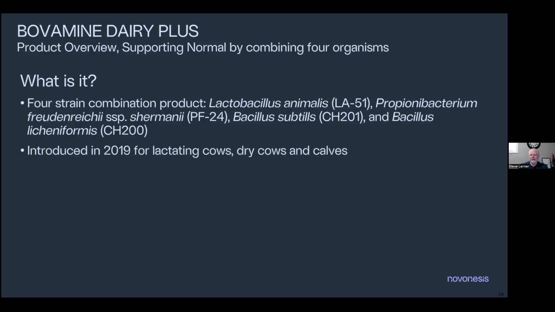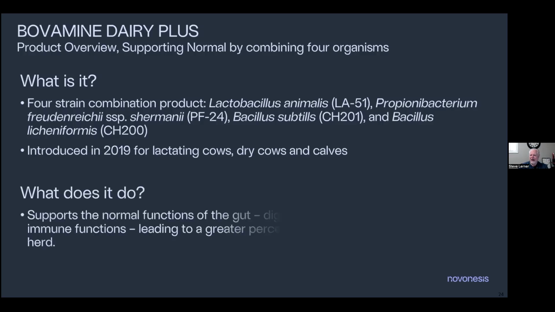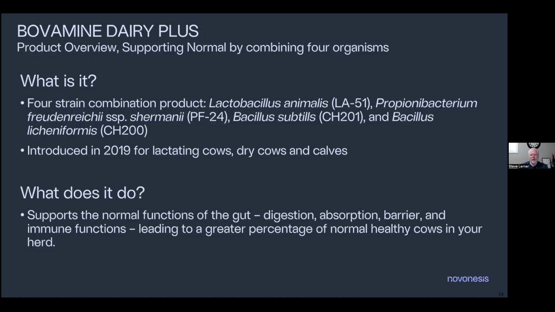We introduced this in 2019. It's been on the market for about 7 years now, designed for lactating cows, dry cows, and calves. It's ideal for all bovine animals. What it does, it simply supports normal functioning of the gut for digestion to make sure you get nutrients out of feed. It supports absorption of those nutrients across a healthy digestive surface.